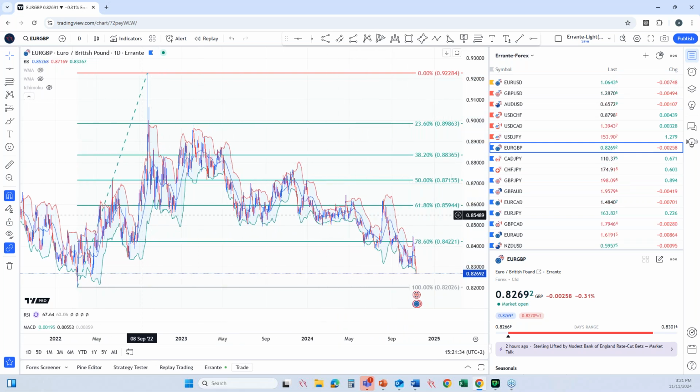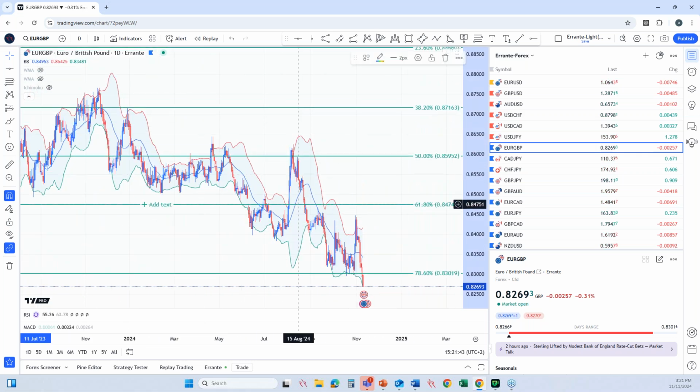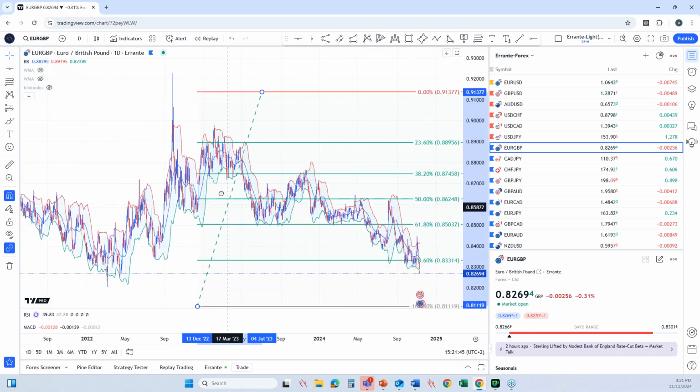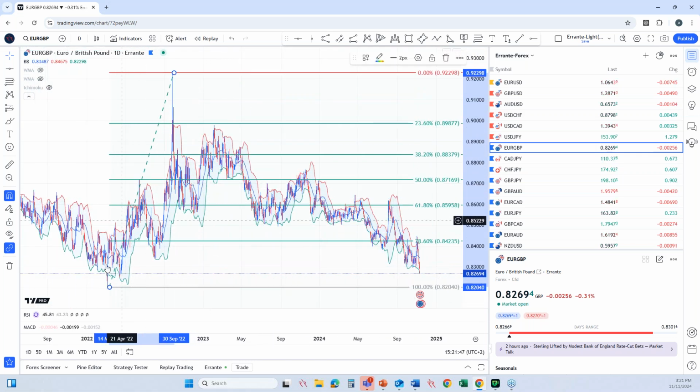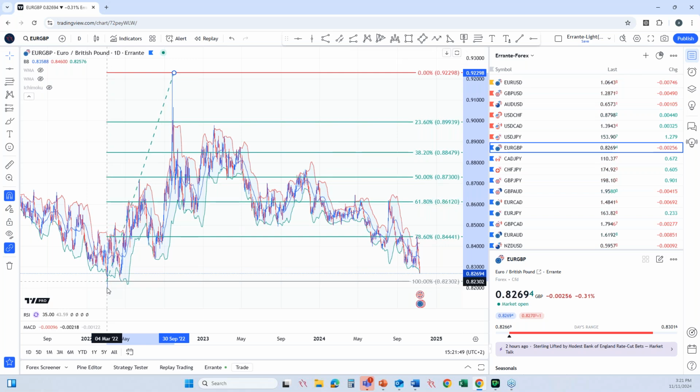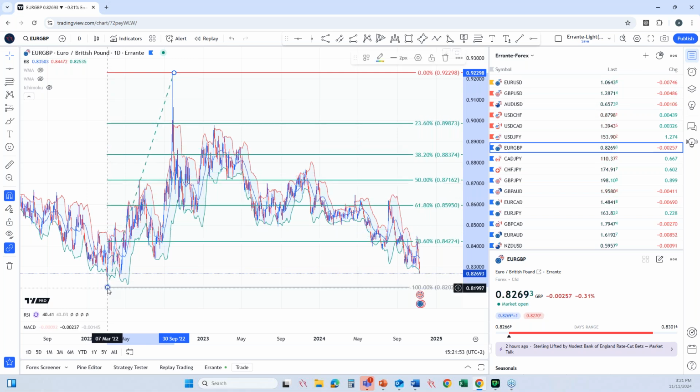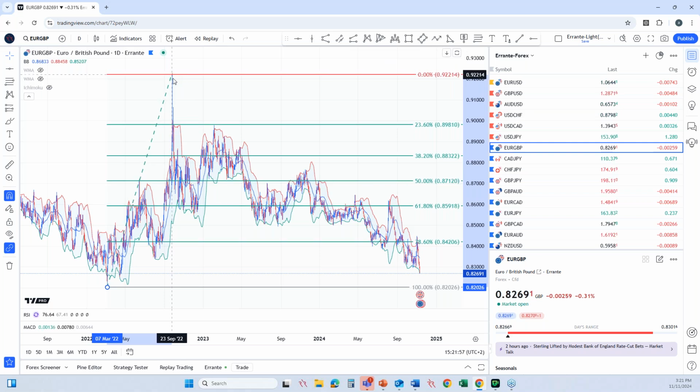You can see how the price has reacted to these levels in the past. Excuse me, let me just adjust it a bit to get a better picture. And that's it.